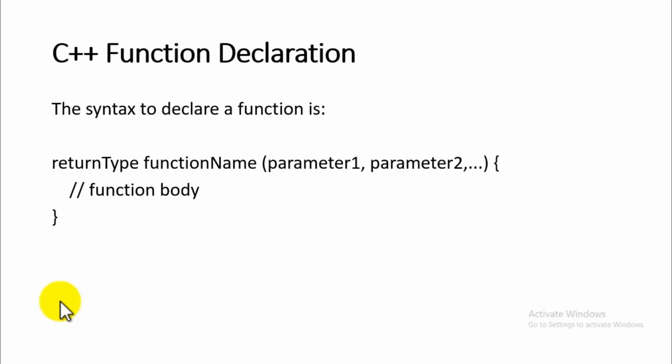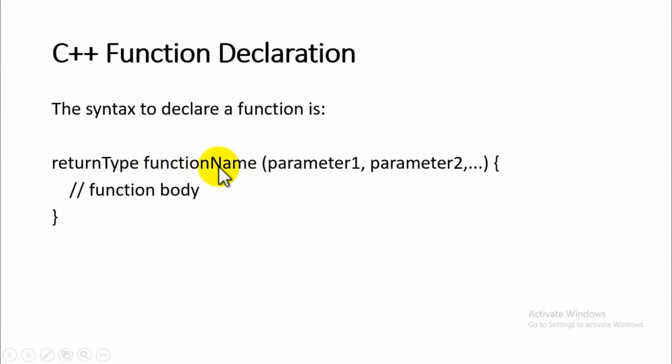So, the C++ function declaration. We have here the return type, the function name, parameter 1, and parameter 2. Then you have the function body. For the return type, you have void, int, float, string.